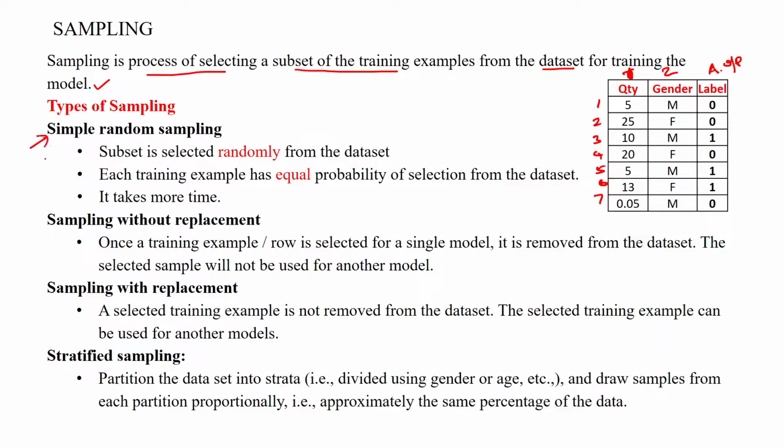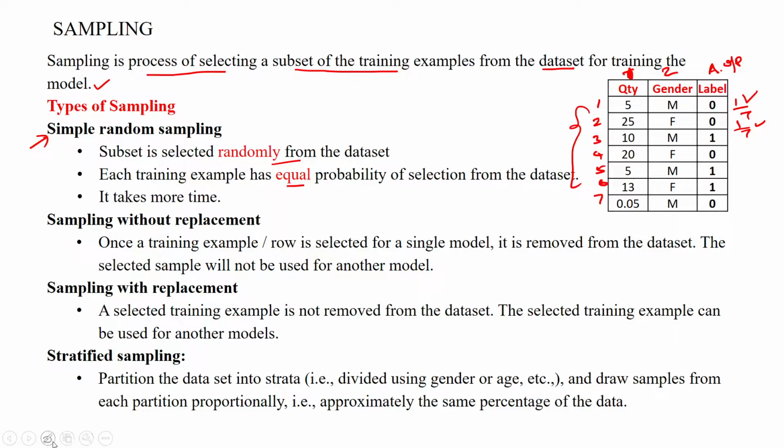The first one is simple random sampling. Here we select the samples from the given data set randomly. Each sample has an equal probability of selection. For example, this one has a probability of 1 by 7, and this one also has 1 by 7. Among the 7 samples, each has the same rate of selection. That is called simple random sampling.